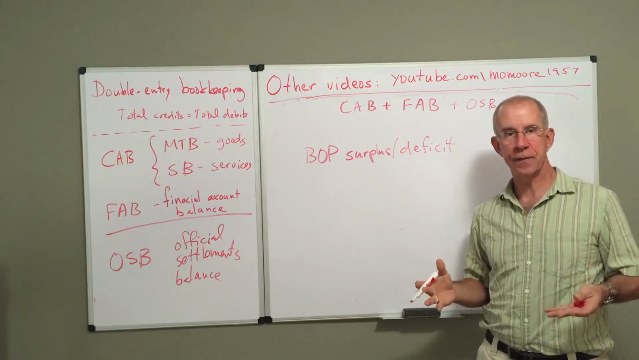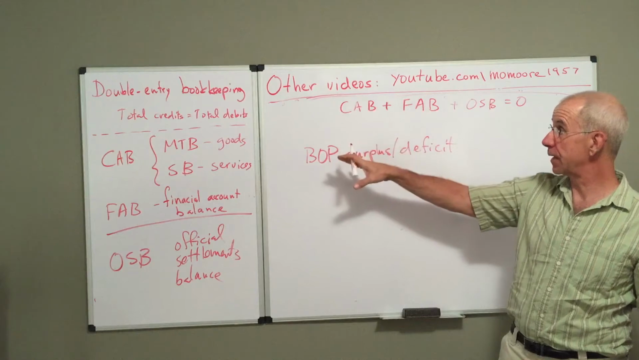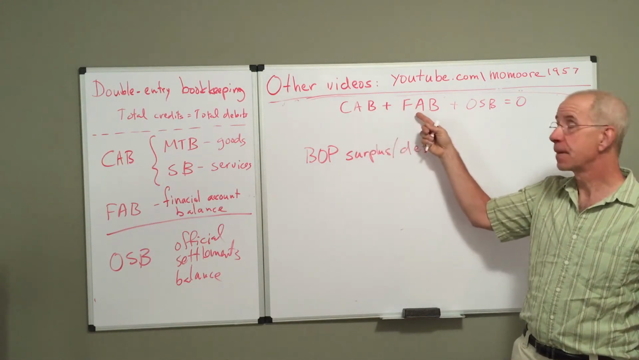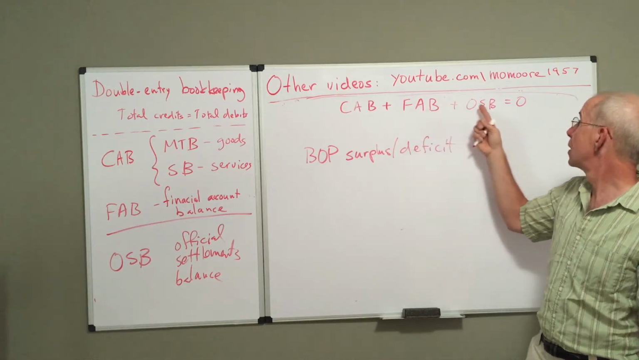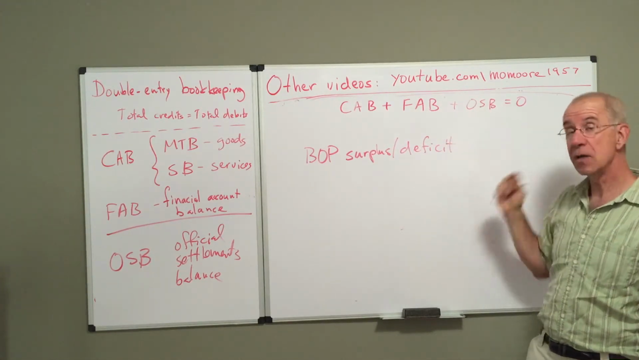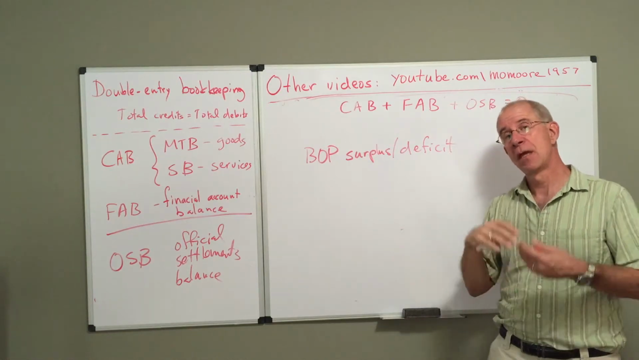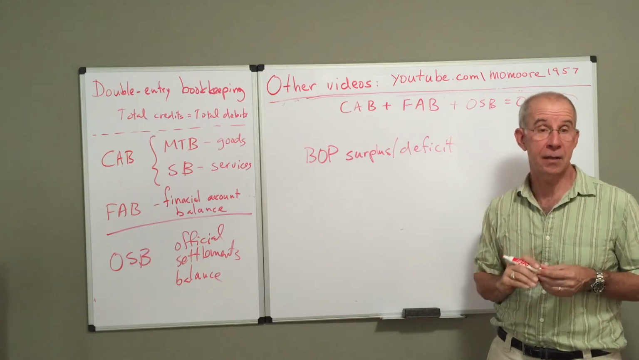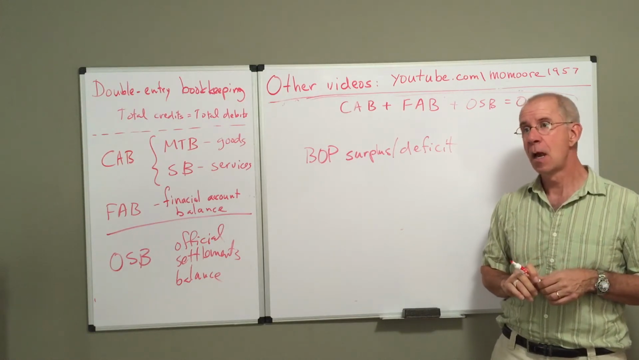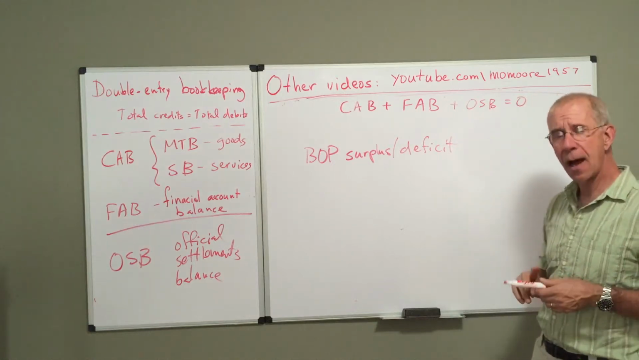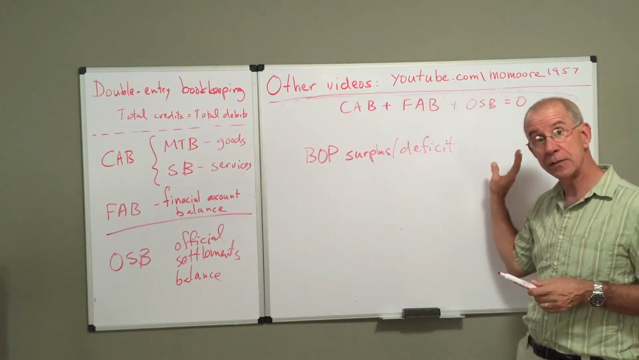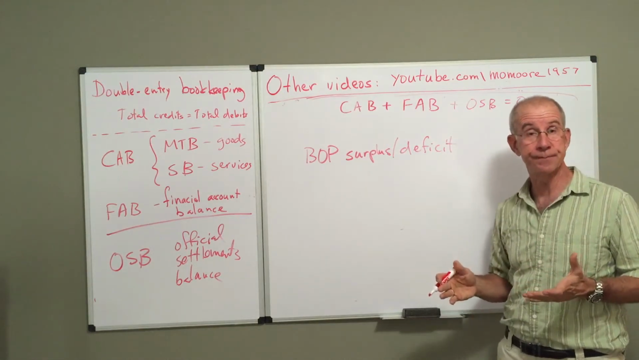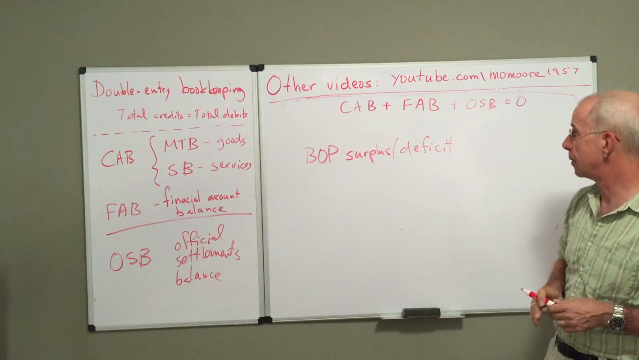We've talked in earlier videos about how double entry bookkeeping requires that the current account balance plus the financial account balance plus the official settlements balance must be exactly equal to zero. Now, for those of you who have followed the press accounts of international economics, you probably find it a bit odd to say that the overall balance of payments must equal zero by construction. Again, because of the double entry bookkeeping.